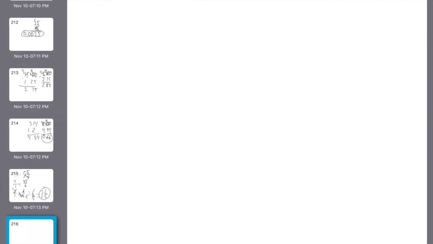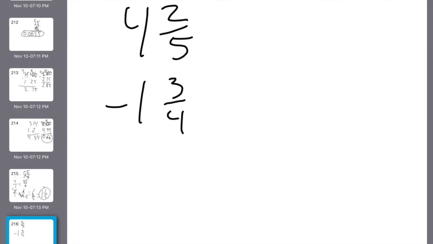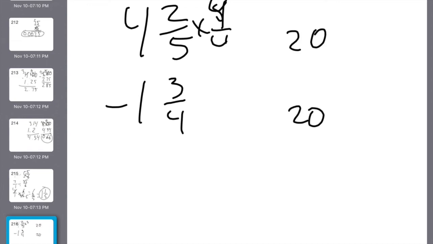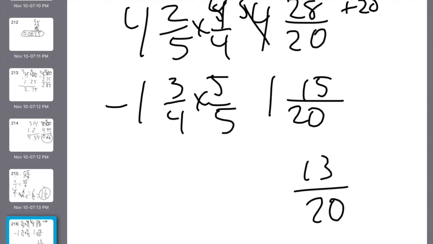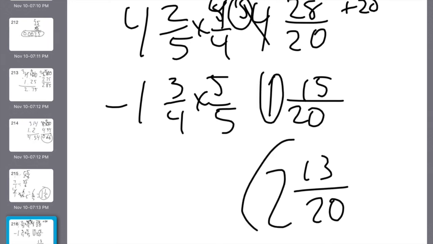29, I have 4 2/5 minus 1 3/4. Common denominator would be 20. So multiplying this by 4 over 4 gives me 8. Multiply this by 5 over 5 gives me 15. I'm going to cross out the 4, make it a 3. That brings over 20. I add it to the 8, I have 28. I now subtract 28 minus 15 gives me 13. The 20 stays the same. 3 minus 1 is 2. And I have 2 and 13/20.